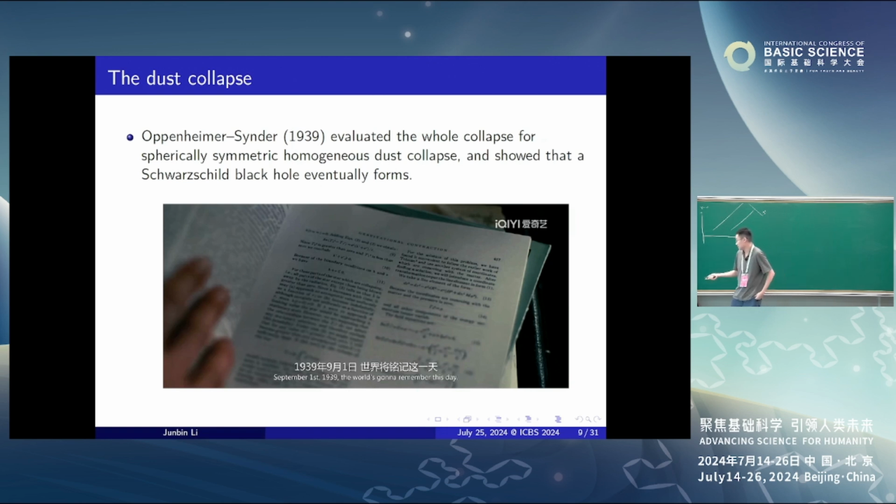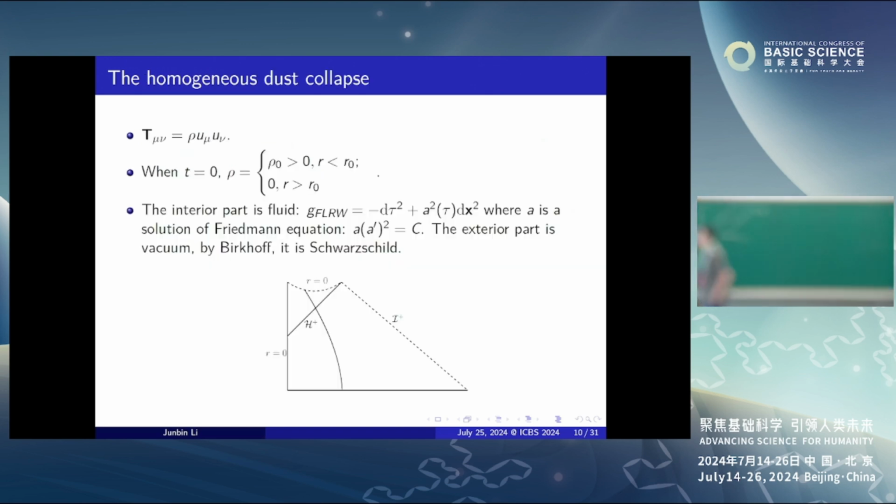People would remember this day. So he evaluated the whole collapse for spherically symmetric homogeneous dust collapse, and showed that a Schwarzschild black hole eventually forms, and of course there will be a singularity in it. So his solution looks like this.